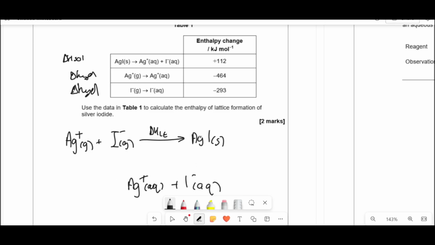Don't immediately try and draw arrows without comparing. Every enthalpy change, remember, is an arrow. So if we go from gaseous to aqueous, that's what they've given us in the question, we put an arrow this way. And then here, same thing, this way. And then solid ionic lattice to aqueous ions, so it's this way. Then you put the numbers in, so it's going to be minus 464, minus 293, and then 112.